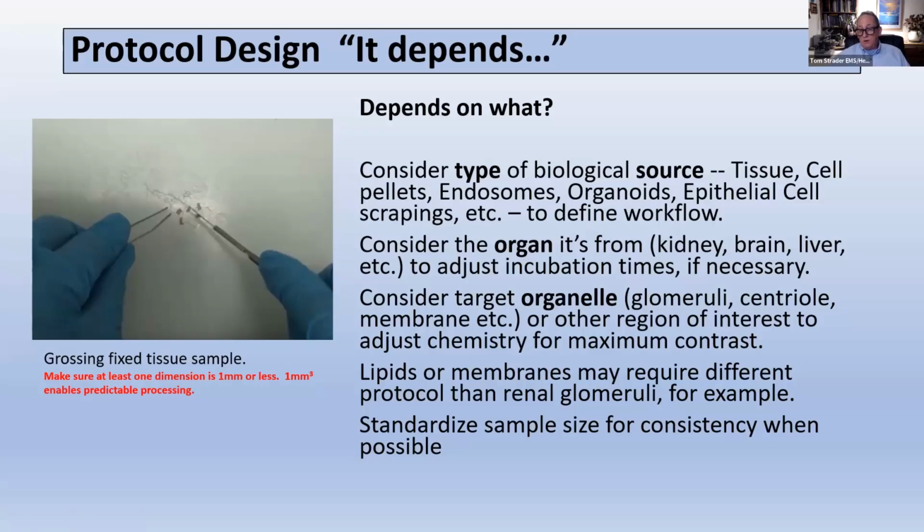Some things you'll want to induce some sort of extraction, and some things you will not. And so you may change things like your dehydration protocol. Lipids and membranes may require a different protocol than renal glomeruli, for example. And standardizing, as Ruching mentioned when she was talking, standardizing on sample size can help consistency. So it's wise to do it when possible. And when you're grossing the tissue, everyone, I think, agrees that it needs to be at least 1 millimeter in one dimension. And if it can be 1 millimeter in all three dimensions, that's a good place to start if you can.